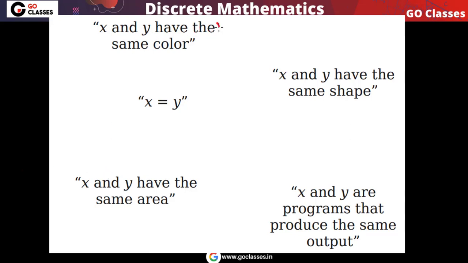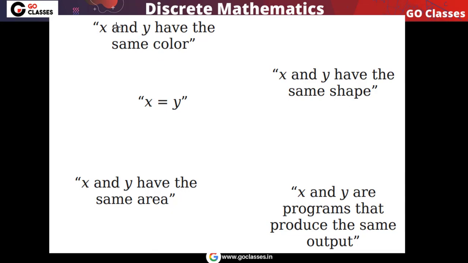What is the idea of equivalence relation? So for example, just read this relation. X and Y have same color. Okay, so let's assume on set of people or on set of toys, you are defining this relation that X is related to Y if and only if they have same color. Then you can clearly see that it is reflexive, because X and X, they have same color.